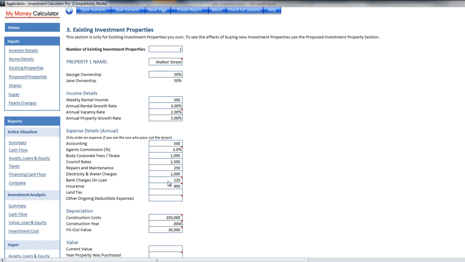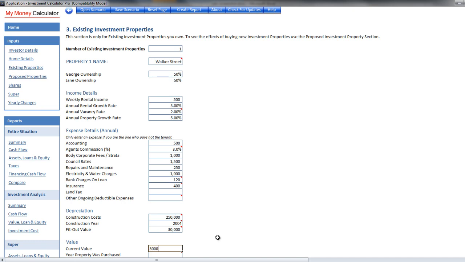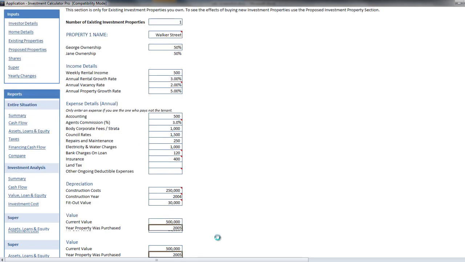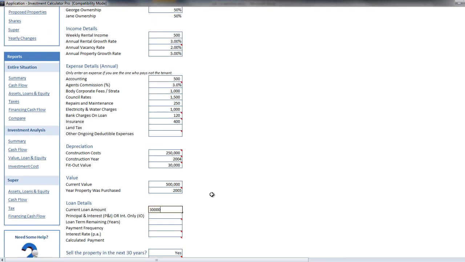So let's say the current value of this property is $500,000 and was purchased in 2005. The year is relevant for capital gains tax calculations, which will vary depending on when the property was purchased. For our loan details, let's assume this property has a $300,000 loan remaining on it. And it's being paid down principal and interest with a 15-year loan term. These payments are being made fortnightly with a pretty generous interest rate of, say, 7%.